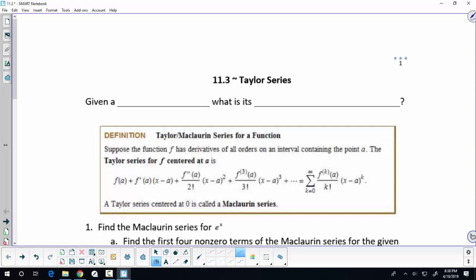Really, so the issue at hand in 11.3 is if we're given some function, what is that function's Taylor series? Remember, a Taylor polynomial is a finite polynomial. A Taylor series is an infinite series. So notice here now we're summing out to infinity as opposed to 11.1 where we summed out to just n. Same coefficients, same structure, we're just taking it out to infinity.